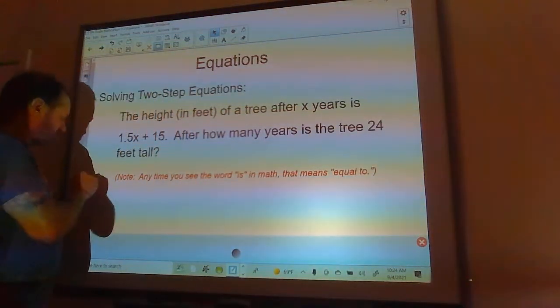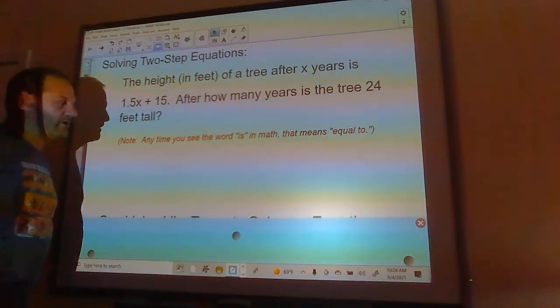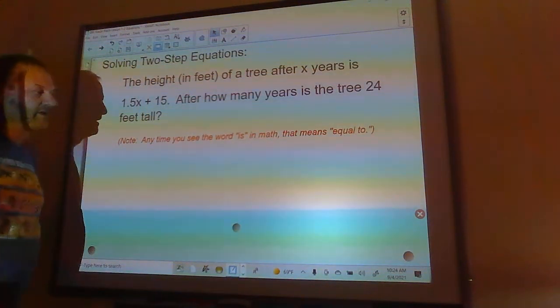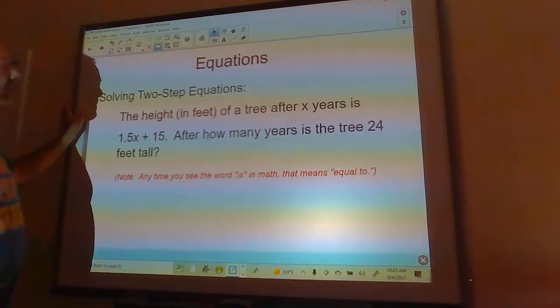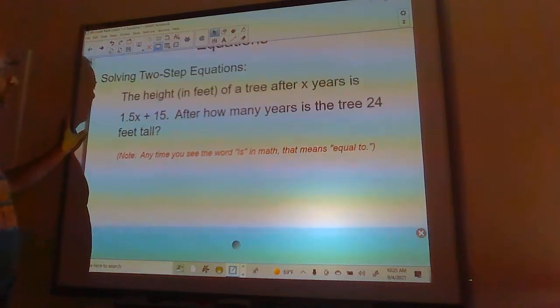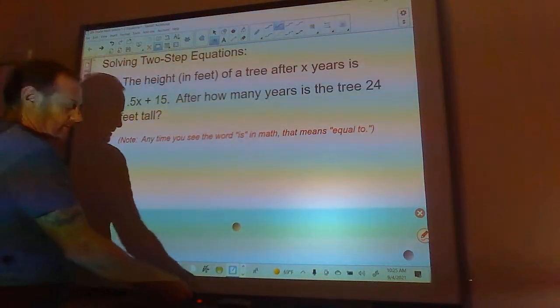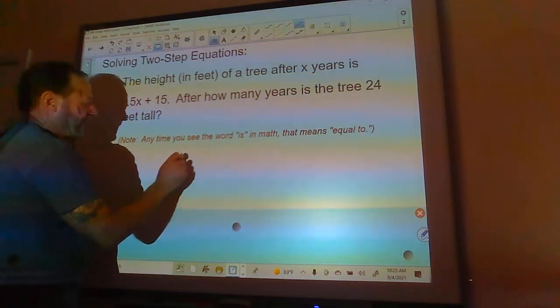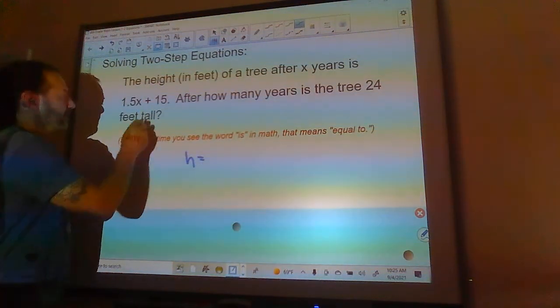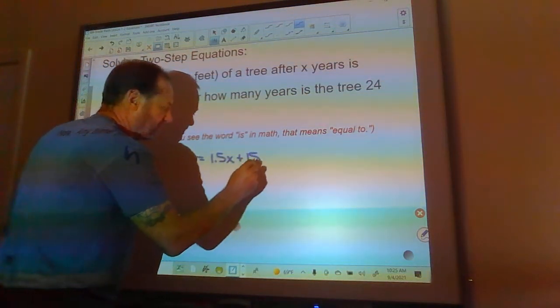Okay, so note, anytime you see the word "is" in math, that means "is equal to." Okay, so we have to set up an equation here. So the height of a tree after x years is this. So H equals this, 1.5x plus 15.